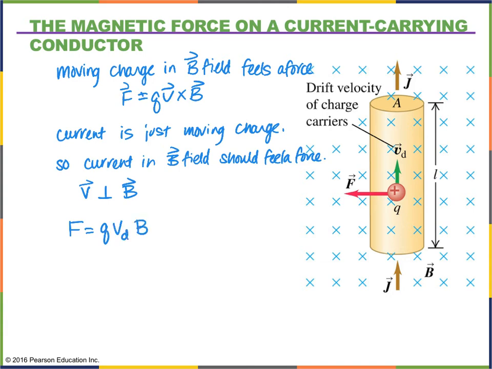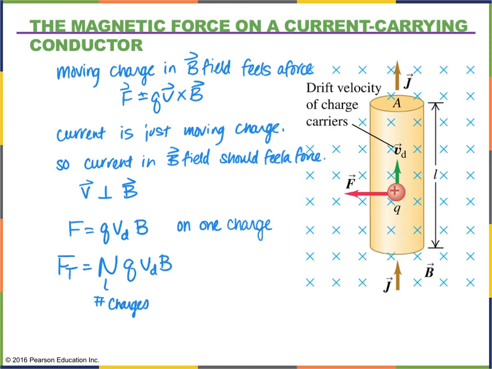Because remember, when we have a current, the speed of the charges is called the drift velocity, and that's why we're using V sub D. So that's the force on one charge. If we wanted to find the total force, we would take the total number of charges and multiply it by Q, V_D, B. All right?